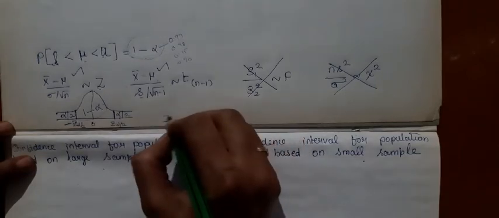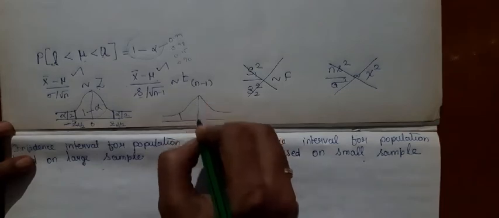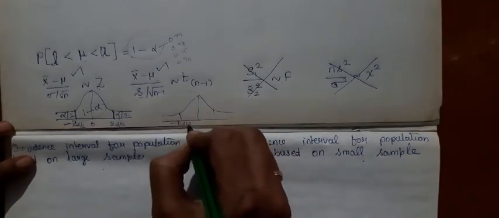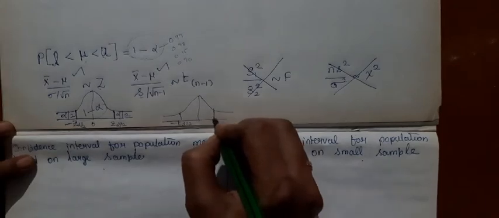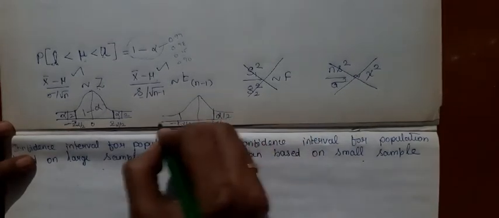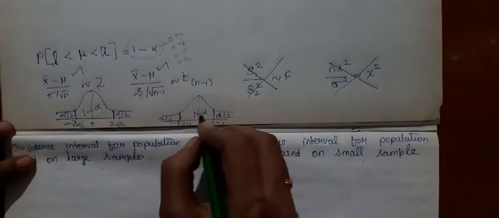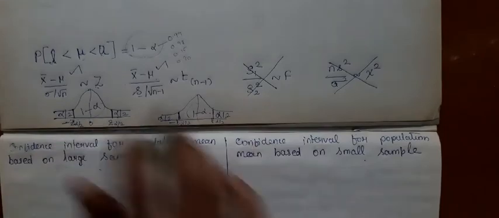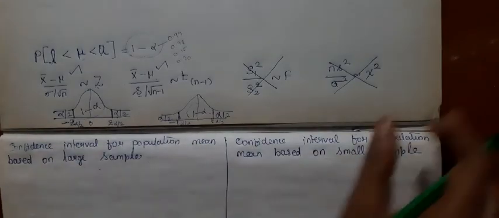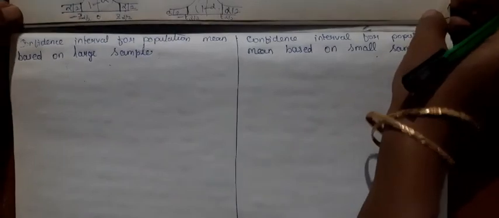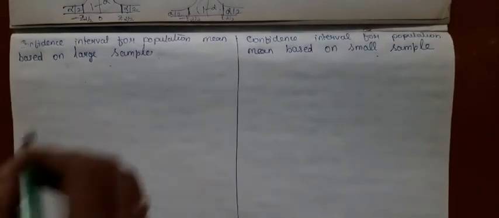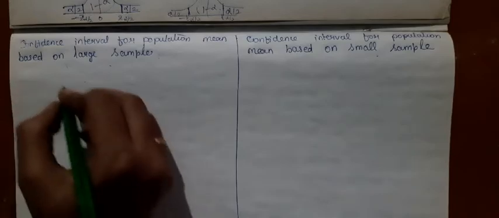Similarly, when the sample size is small, you know that t distribution is also symmetric, so you should make use of these t ordinates. This is alpha by 2, this is alpha by 2, and this is 1 minus alpha. You know that the probability that t lies between minus t alpha by 2 and plus t alpha by 2 is 1 minus alpha. So this is the idea. Now let us proceed. The problem is to construct the confidence interval for population mean mu based on large samples. The idea is there in the graph.